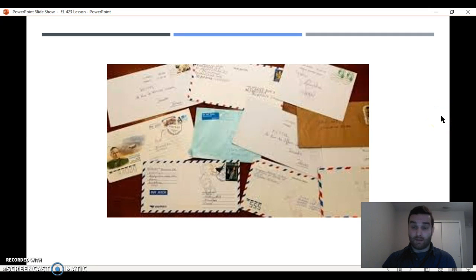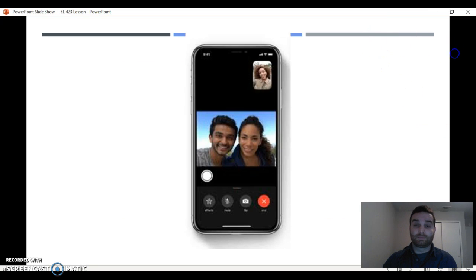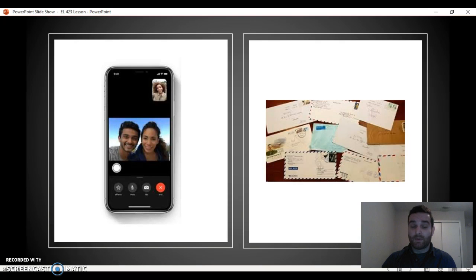Okay, this is obviously mail. So some of us have received mail before, some of us see our parents getting mail all the time. So let's look at the next one. Okay, so this is obviously a cell phone, but what are they doing on the cell phone? Looks like they're FaceTiming and video chatting. So when we compare the two, and this one may be a little bit more difficult, what do we believe they're doing?